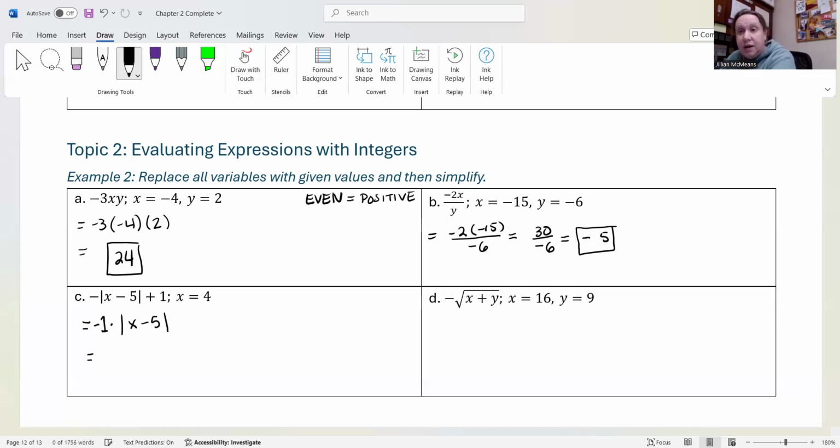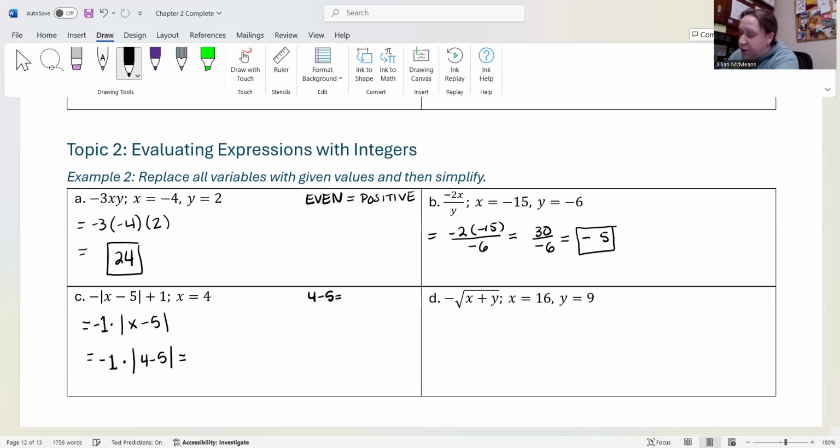Now what I can do is evaluate the absolute value part for when x is 4. So I still have my -1 times, and then for the absolute value, I now have 4 minus 5. So let's see what that gives us. Off to the side, if you need to, 4 minus 5 is pretty easy. Most of us can do that in our head.